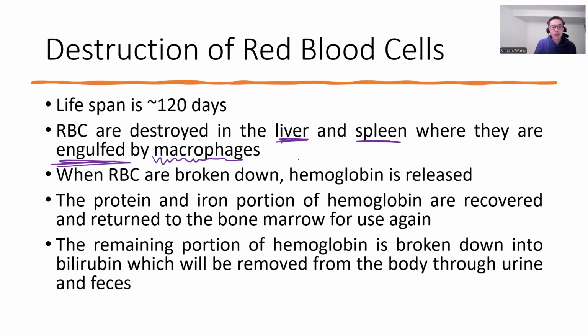What happens to the red cells when they are broken down? Well, iron is a scarce resource, so you really want to recover that, okay? And the protein as well. We don't want to waste them. So you break down the cellular portion and you extract the protein and then the iron so that you can use them to make new ones in the bone marrow.